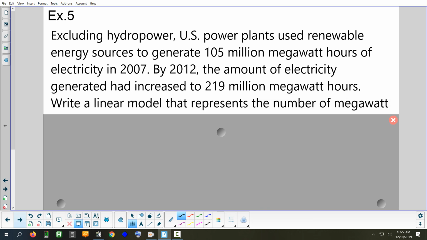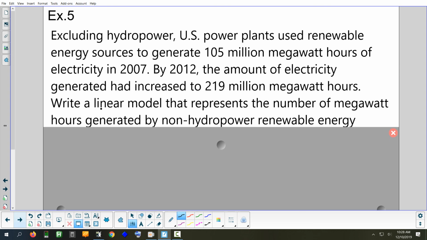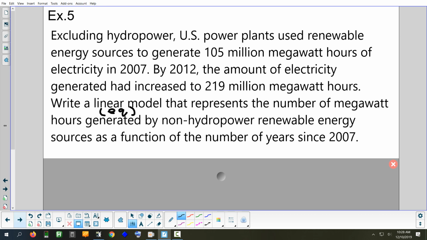So it says, excluding hydropower, U.S. power plants used renewable energy to create 105 million megawatt hours of electricity in 2007. By 2012, they were making more electricity, 219 million megawatt hours. It says write a linear model. Remember, linear model just means an equation. So write an equation that represents the number of megawatt hours generated as a function of how many years since 2007.